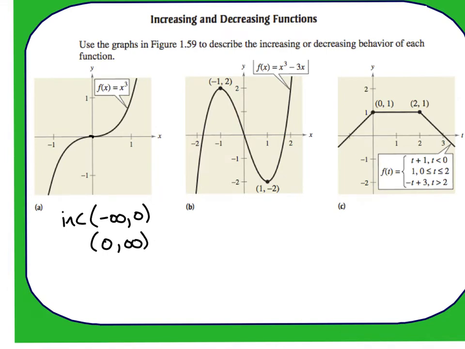This year I will actually accept negative infinity to infinity on that one. However, at 0, it's actually perfectly tangentially horizontal. All right? But I would accept negative infinity to infinity on that one.